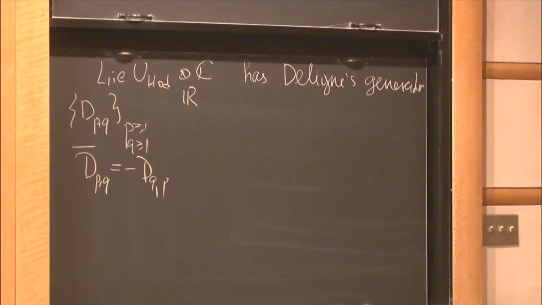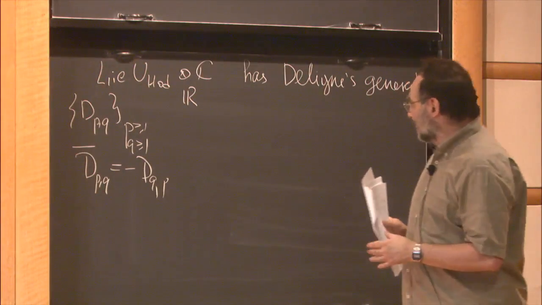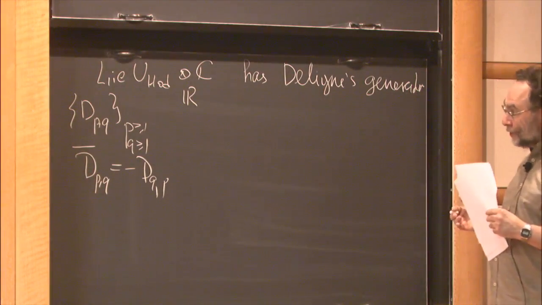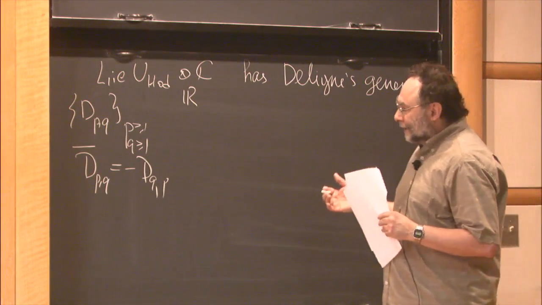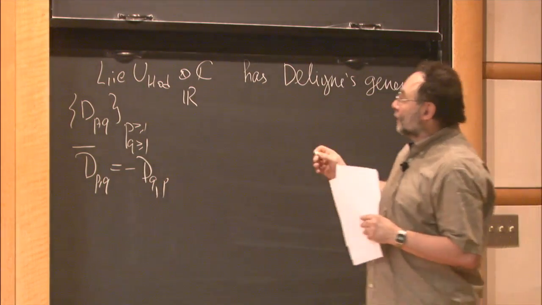So what I said before, that it's free in the category of Hodge structures, implies that it should have some generators. And Deligne constructed some generators. And so you can just say now, what is a Hodge structure?